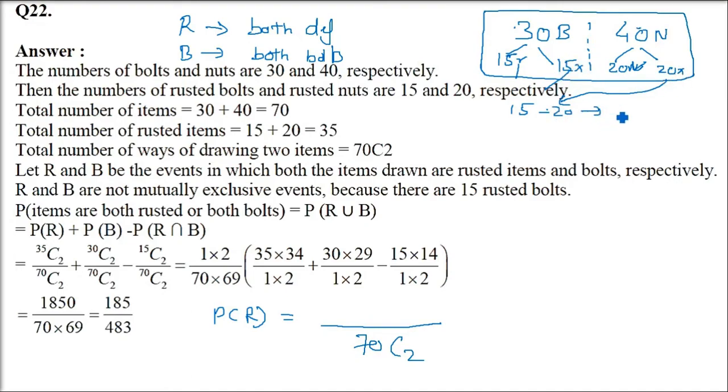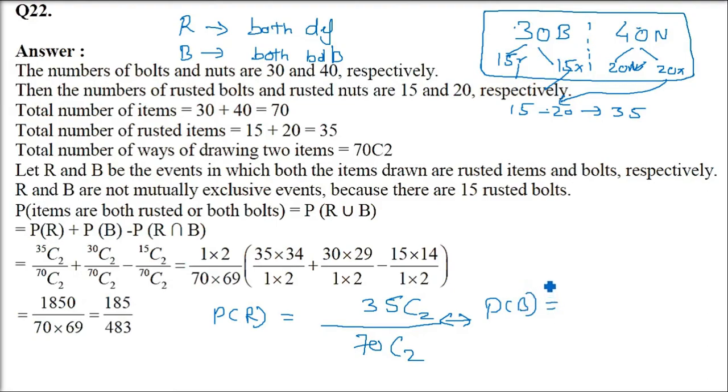So 15 plus 20 is 35. Now in these defective ones you have to take 2. In 35 you have to take 2, so you have to select 2 out of it. So 35C2 is the favorable cases and 70C2 is the total number of cases. This is the probability of both are defective.